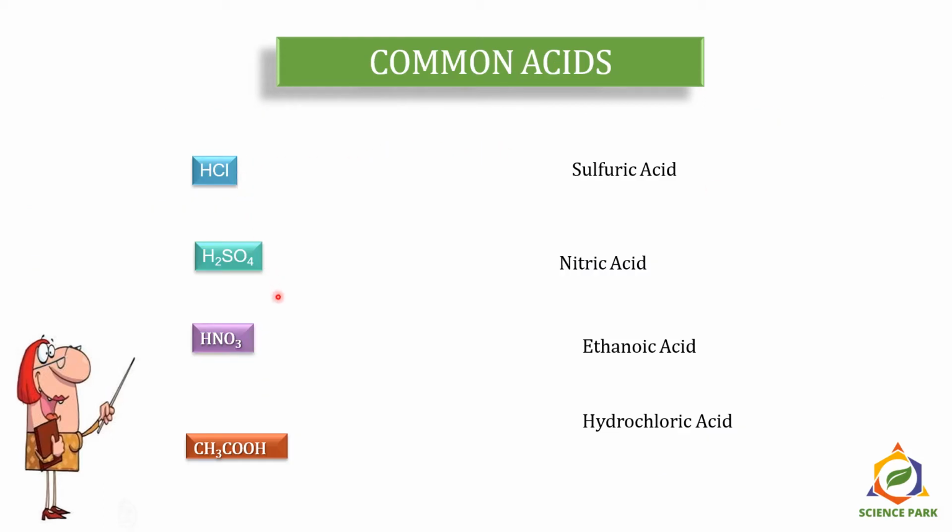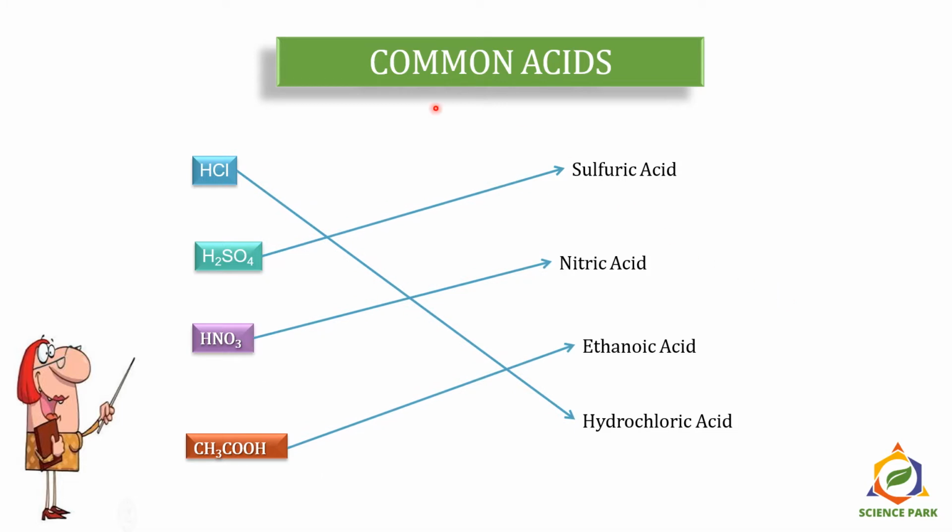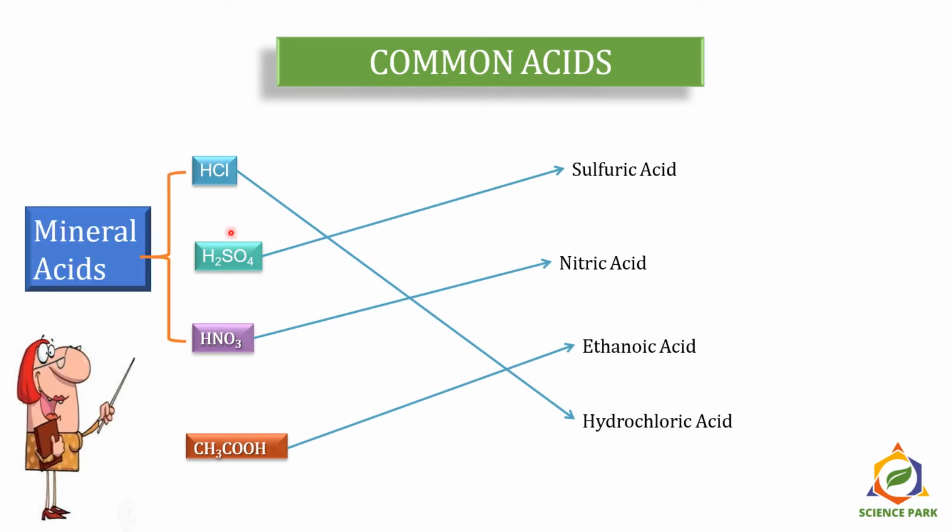Now these are some common acids which I think you should know by now. So here I have given some of the formulas of common acids and their names. So you have to pause the video here and match the formulas with their names. Do not cheat with me. Please pause the video here. Okay. Now you can check your answers. Out of these, the first three acids, HCl, H2SO4 and HNO3, are called mineral acids.